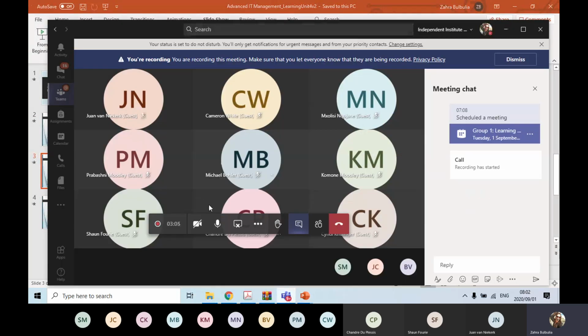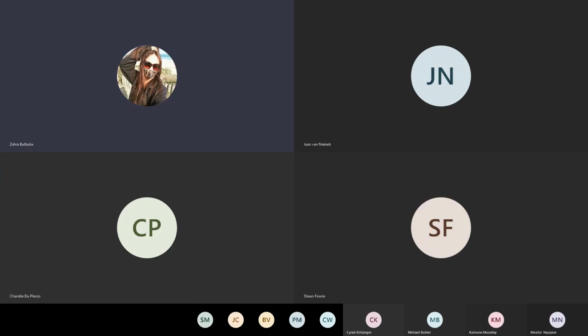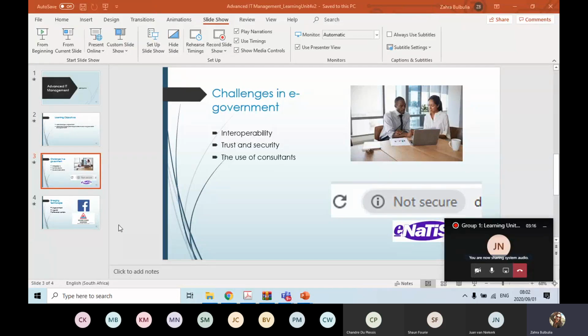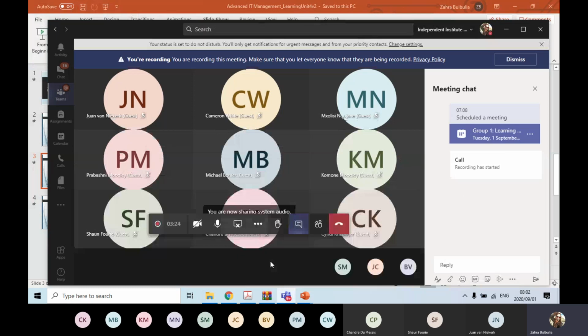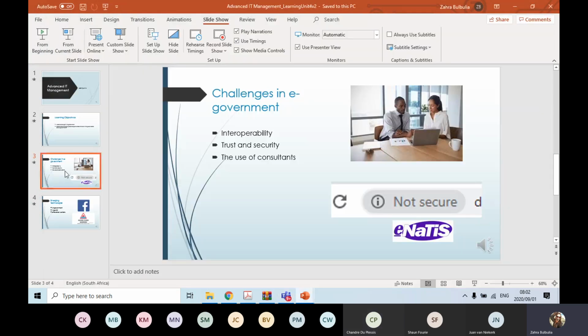I just want to double check that I've got the sharing done correctly. Okay, there we are. Okay, I think all is good. You guys can see my screen. Guys, can you see my screen? Yes. Okay, cool. Awesome. So let us begin.